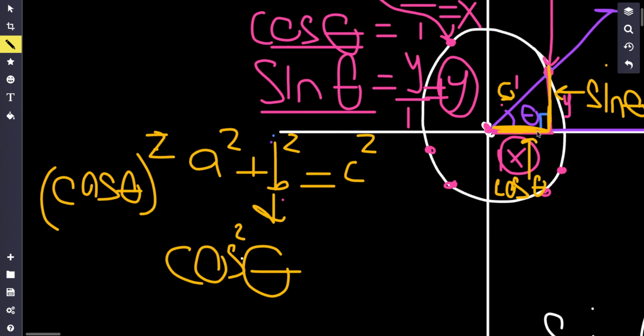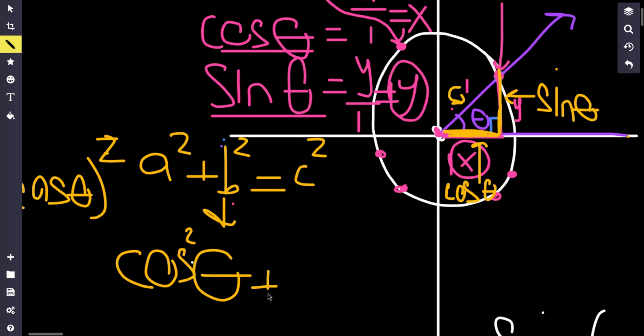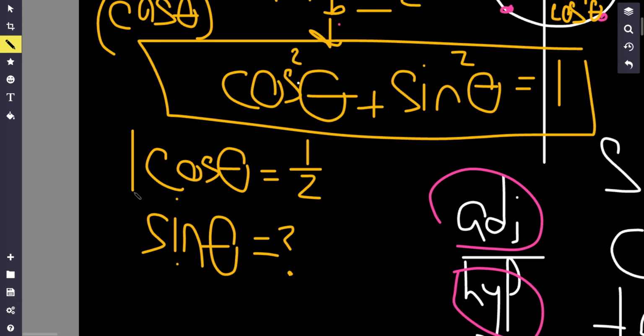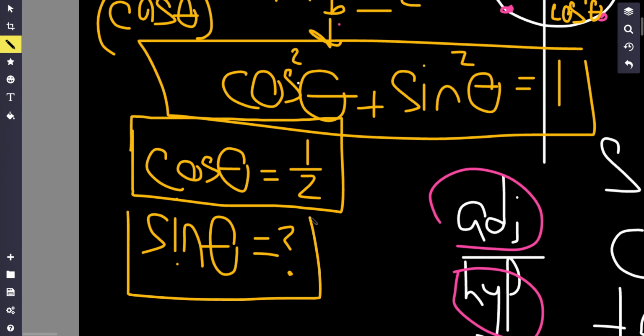So cosine of theta squared, this side squared, plus the other side squared, sine of theta squared, or sine squared theta, is going to be equal to the hypotenuse squared, 1 squared, which is just 1. And this right over here is called the Pythagorean trig identity. So let's say that cosine of theta is equal to 1/2. Well, what's sine of theta going to be?